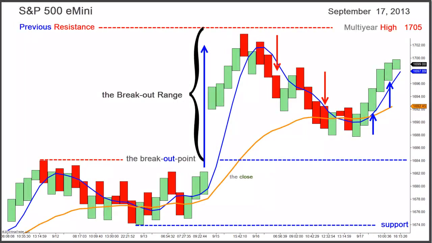Coming into Wednesday's session, support at last week's high and Friday's close are considered the minor reference points. Near-term support is down at or near 1674, and the start of last week's up move at 1668, 1670. Resistance is located at the multi-year high at 1705.